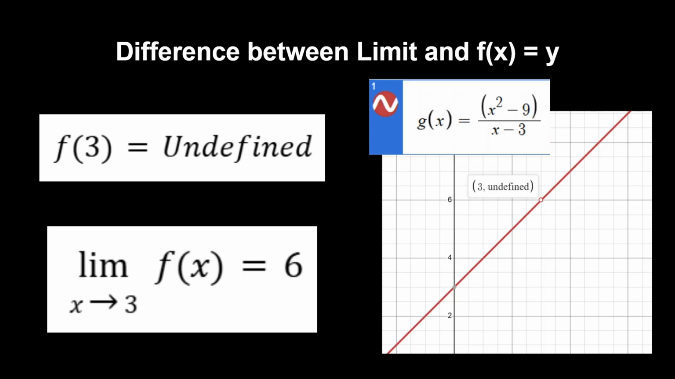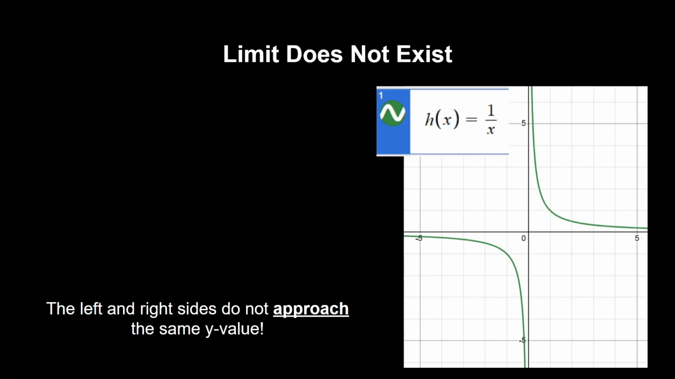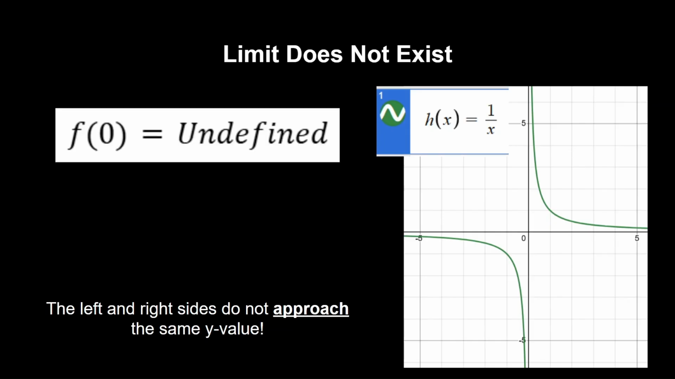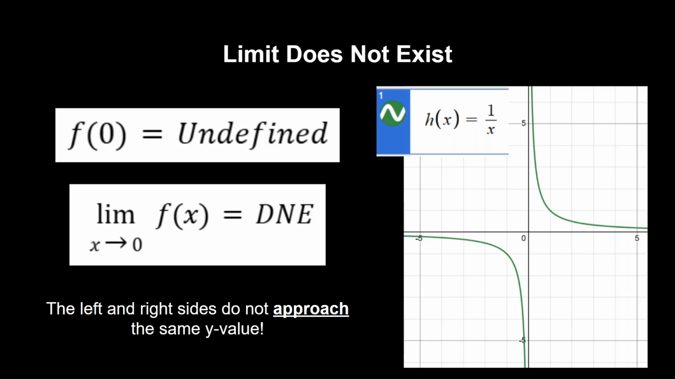So this function, you can see, still approaches the y value of 6, but it's not actually equal to the y value of 6. So basically, when the left and right sides do not approach the same y value, the limit does not exist. Here is an example of that. This is when there's not a hole, like the last one had a hole, which was the same value from left and right. But if you have a function like h of x equals 1 over x, the left and right sides do not approach the same value, so the limit is also undefined.